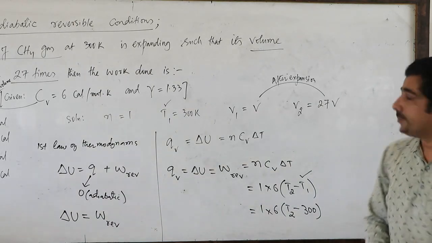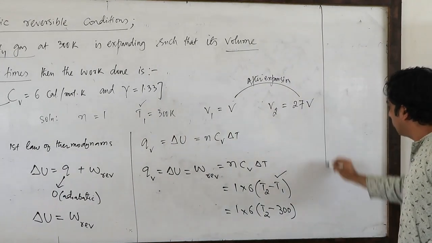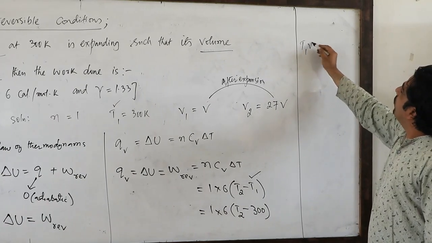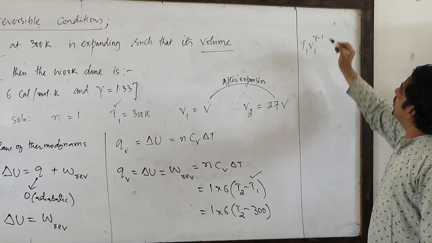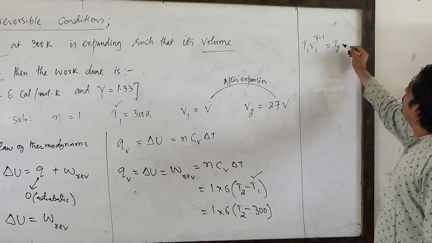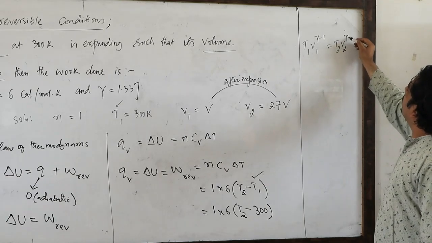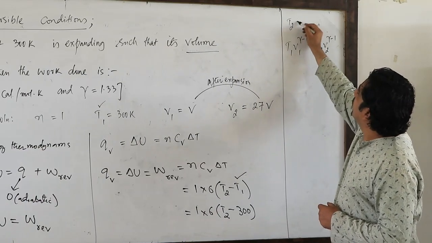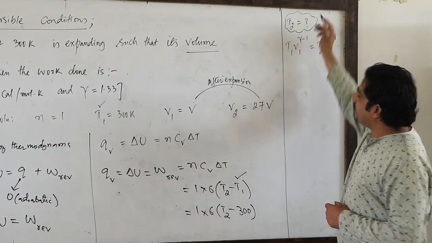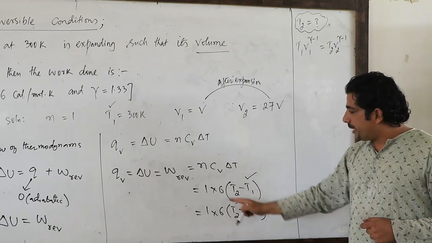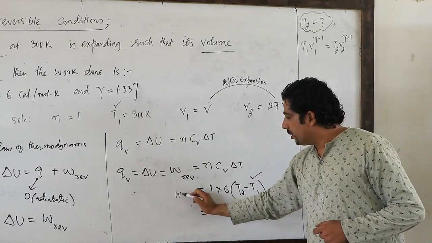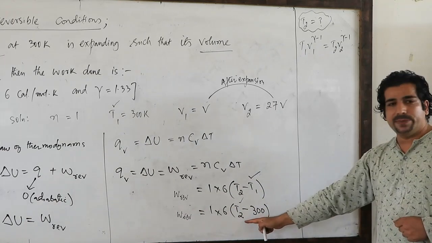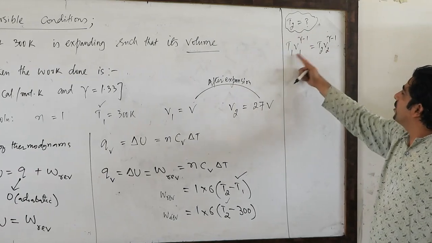Remember this formula, my dear friends: T1 V1 raised to gamma minus 1 is equal to T2 V2 raised to gamma minus 1. This is the formula for calculating T2. Once I get T2, I can easily get work reversible. So T2 is missing, so let us find out T2 by this formula.